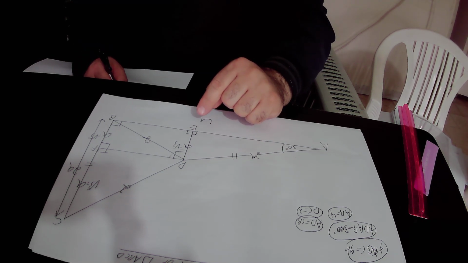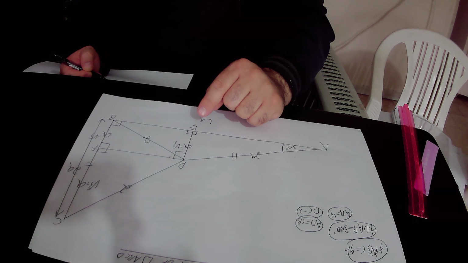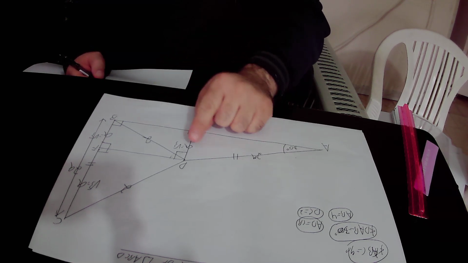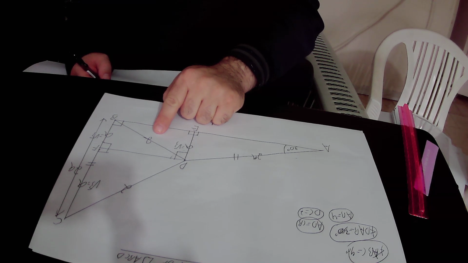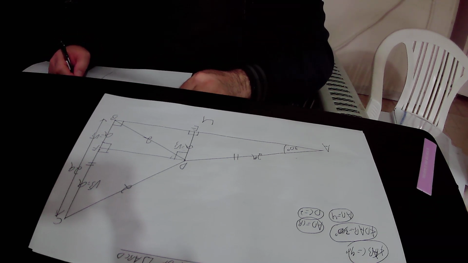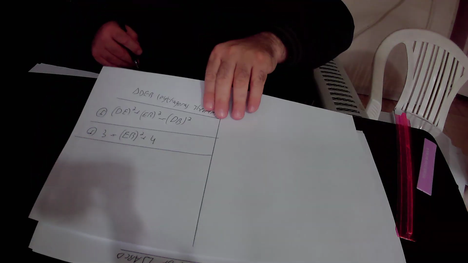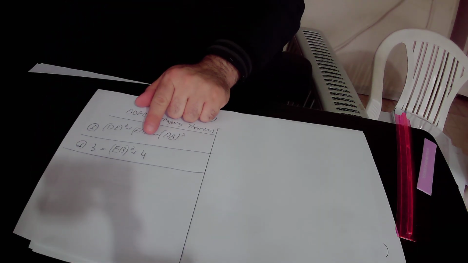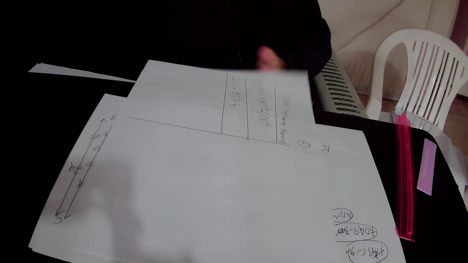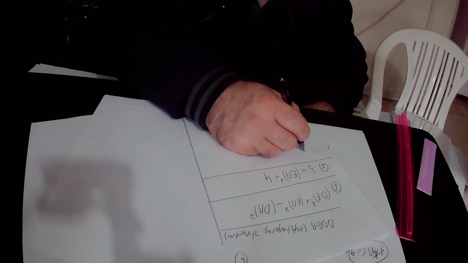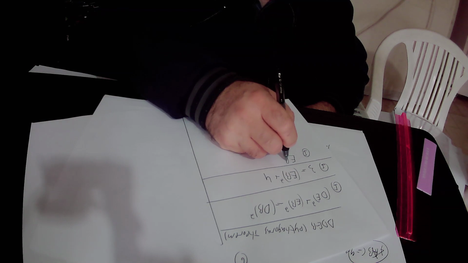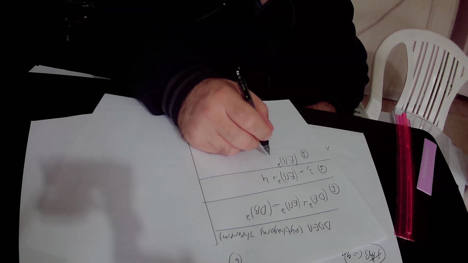EB is the missing variable, so we will leave it as it is, plus DB square. We know that DB equals 2 units, therefore DB square is 2 squared, which is 4. So in conclusion, according to equation number 1, 3 equals EB square plus 4. Here we subtract 3 from this equation, and we get that EB square equals 4 minus 3, which is 1.